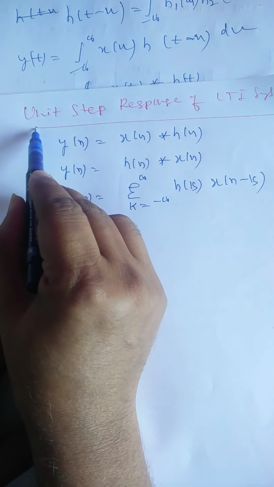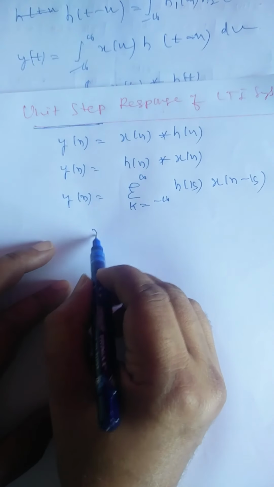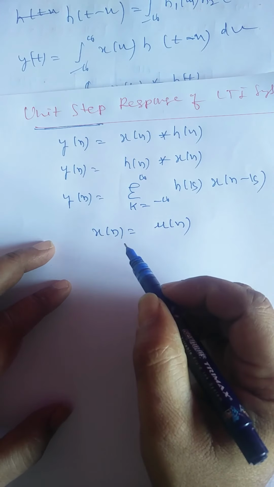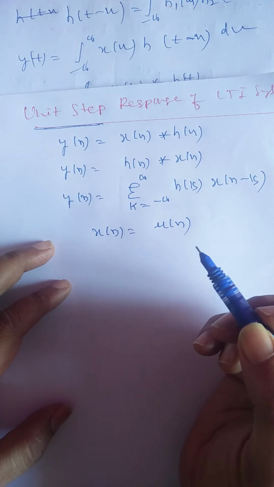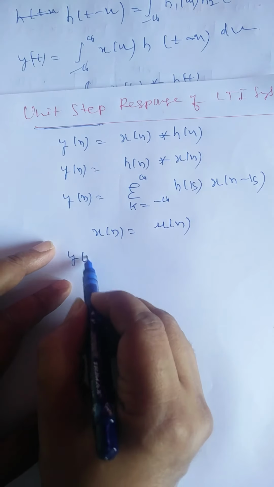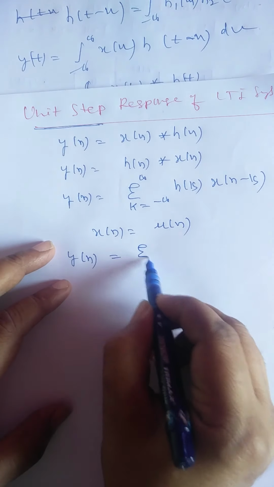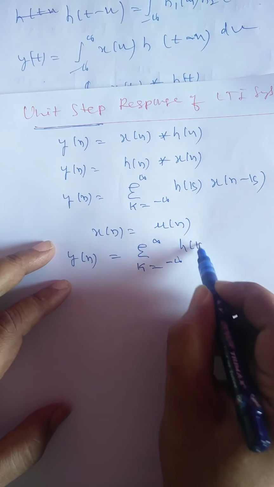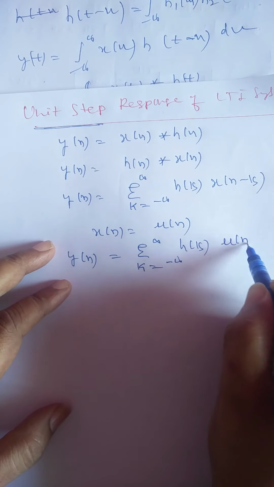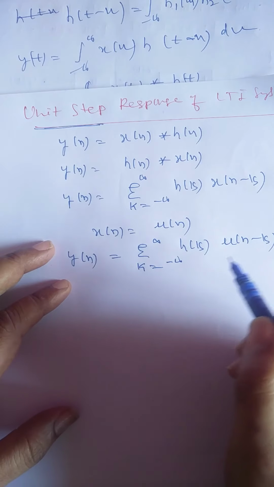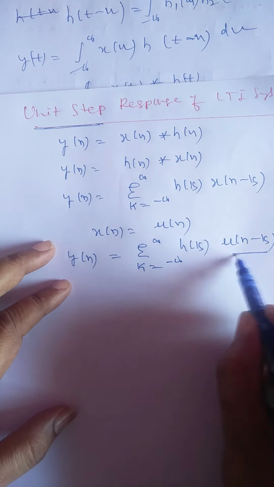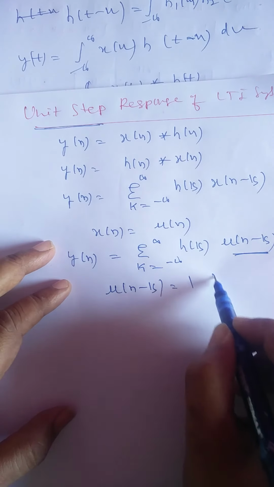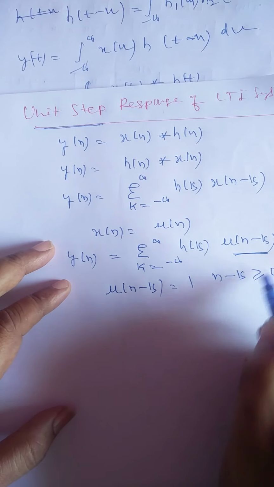Now the meaning is, unit step response means the input is considered as u of n. That is, we can write the above equation as summation of k tends from minus infinity to plus infinity of h of k into u of n minus k. And from this, you know what is u of n minus k? Its value is 1 when n minus k is greater than or equal to 0.